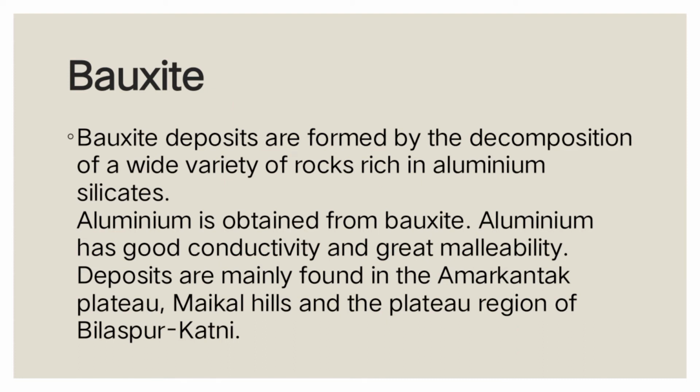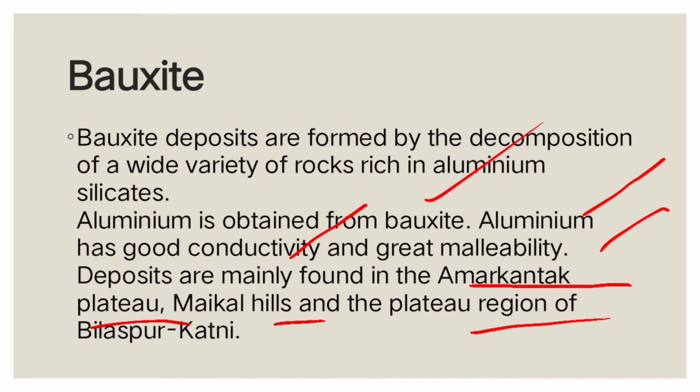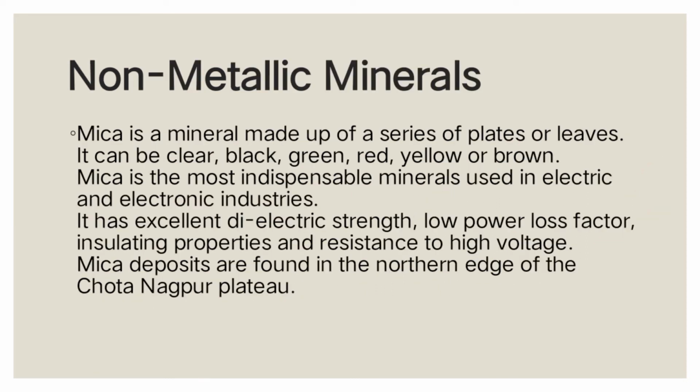Bauxite deposits are formed by the decomposition of a wide variety of rocks rich in aluminum silicates. Aluminum is obtained from the ore of bauxite. Aluminum has good conductivity and great malleability. Even this can be molded into different shapes. Deposits are mainly found at Amarkantak Plateau, Maikal Hills, and the plateau region of Bilaspur and Katni.